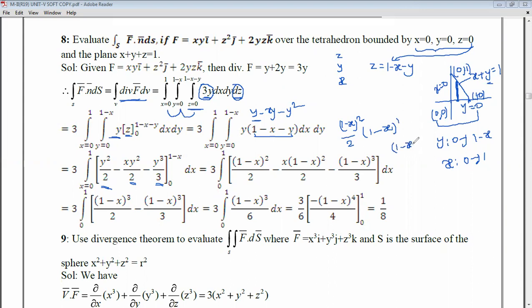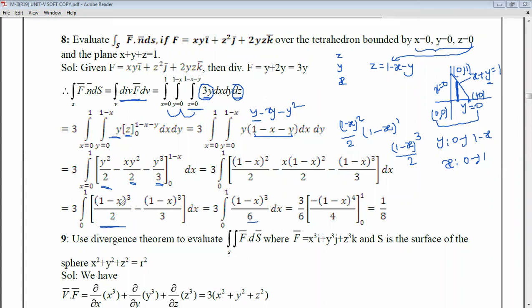1 minus x whole power 2 plus 1 is nothing but 3. So 1 minus x whole power 3 by 2. Why? Because a power m into a power n is a power m plus n. So that's why we wrote here 1 minus x whole cube by 2, and 1 minus x whole cube by 3 as it is. And from this we can take the LCM. 6 is the LCM, and here it is 3 times it goes, and here 2 times it goes.